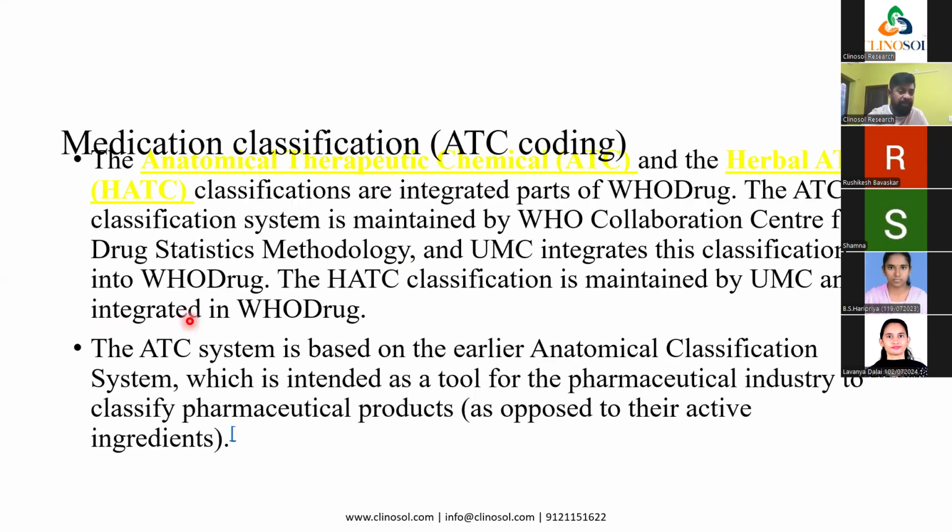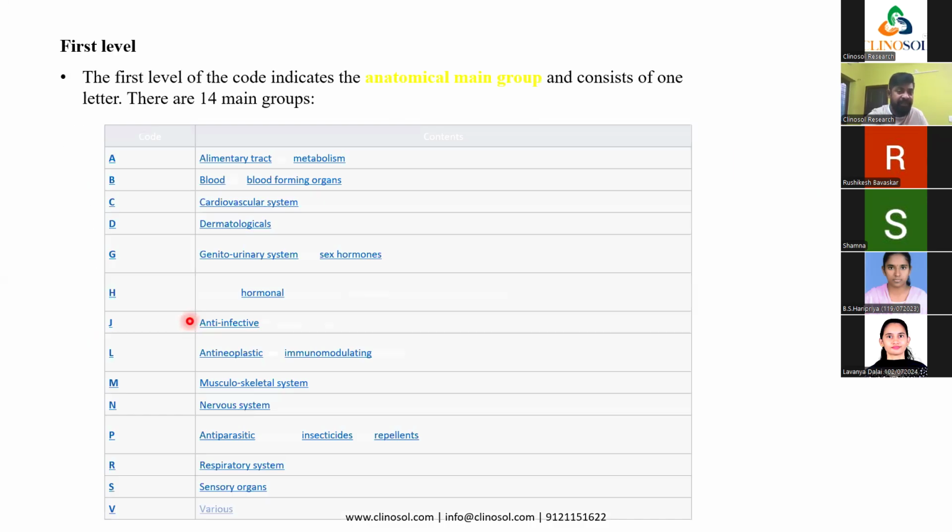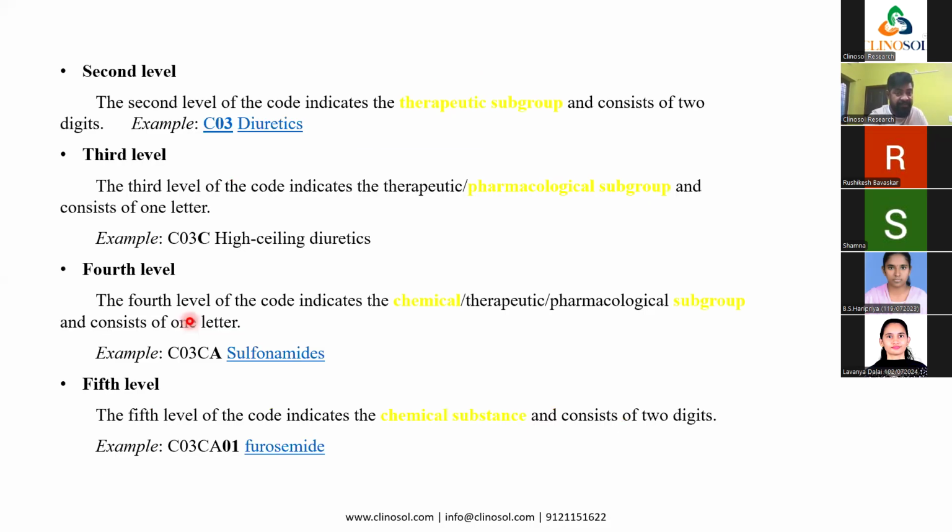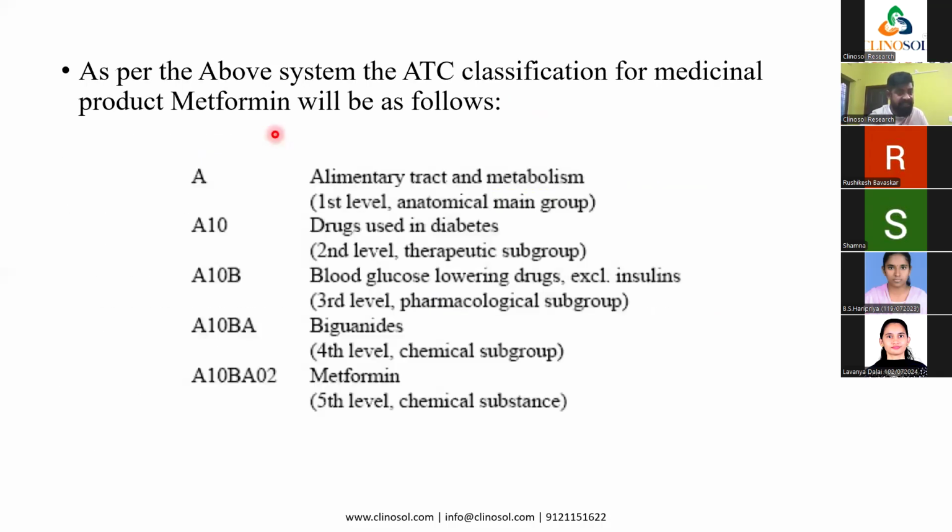Now this is about medication classification of ATC coding. These are the 5 levels. The first level consists of 14 main groups. The second level consists of 2 digits, for example C03 for diuretics. And this is the next level, wherein the above ATC coding system can be applied for metformin.